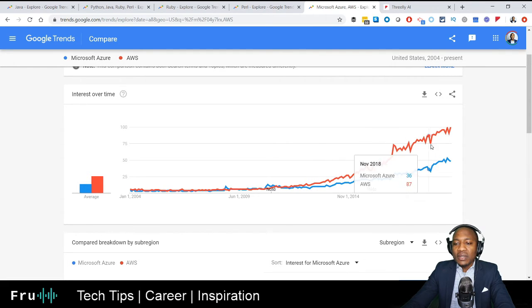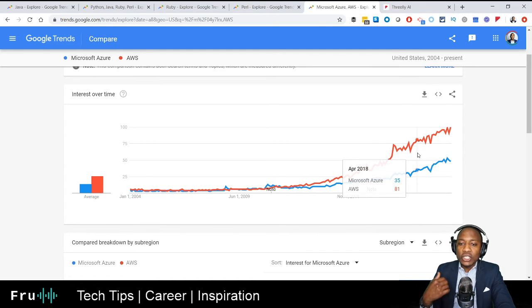So if you're looking to learn one of these, AWS seems to be the big one in the room, and this can inform your decision whether you should learn and get certifications on AWS, or on Azure. Some people might say if they look at this, they'll go for AWS because a lot of people are searching for it. It means that a lot of companies are leveraging AWS, which means there are a lot of job opportunities there.